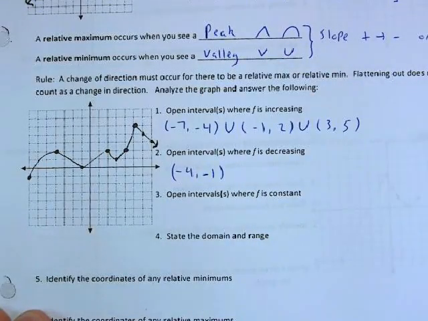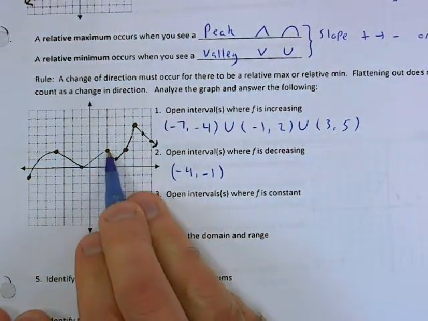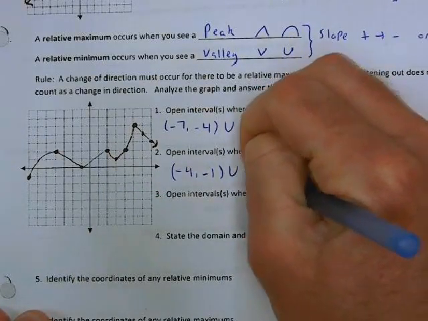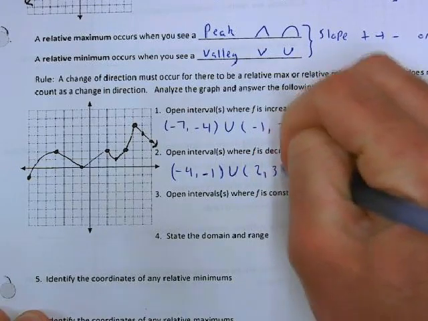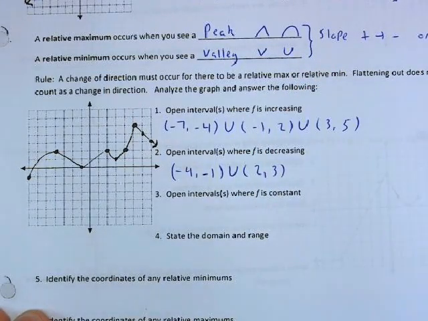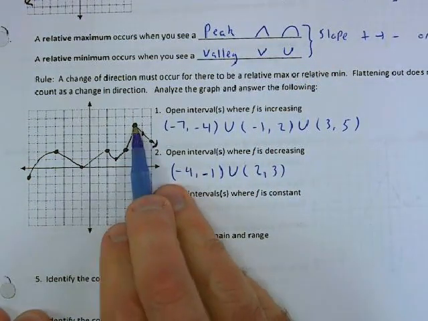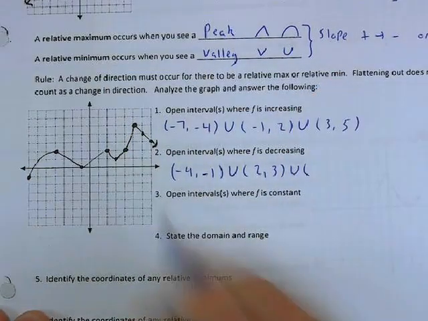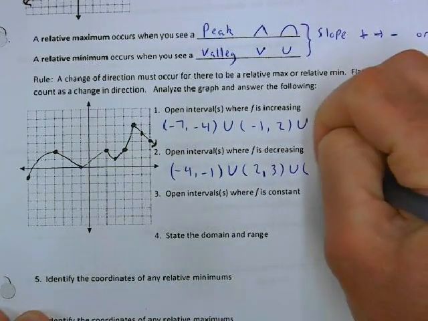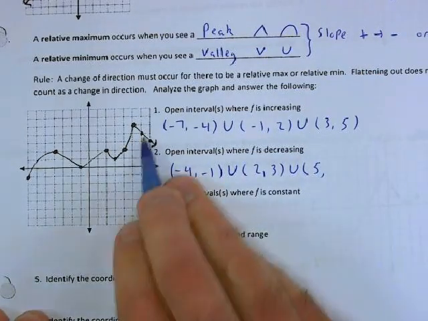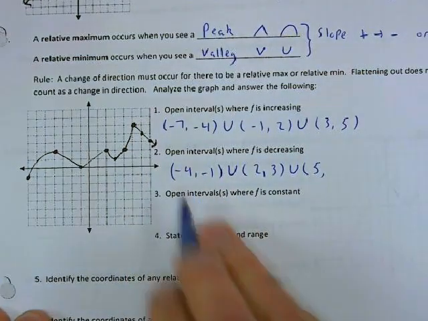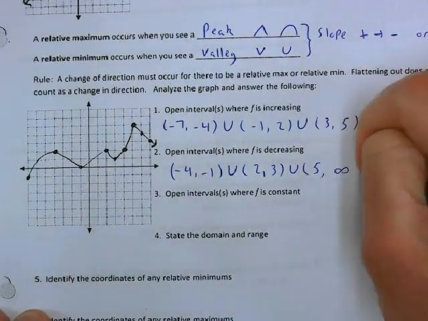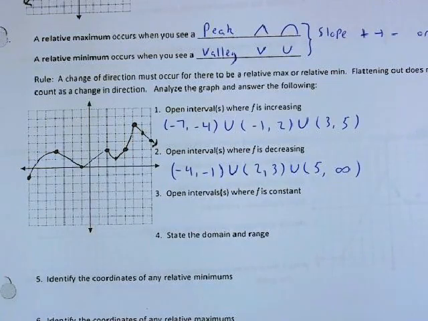Where else is it decreasing? Well, this little section right here, from +2 to +3. So we got to union this with +2 and +3. Is it decreasing anywhere else? Yeah, from here over. So we got to union that with, this is an x value of 5, and when does it stop decreasing? Well, never, since this is an arrow, so it keeps going down. So from 5 to infinity, it's decreasing the rest of the time.